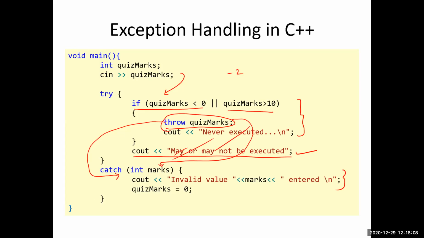Because if you have multiple variables, then of course maybe one of those is causing problems, the rest are fine. So within the catch block, what we always do, we give a meaningful error message to the user. For example, here we are saying invalid value -2 entered, so that the user knows where the problem is. And another thing we are doing, in order to avoid the program crashing, we are setting quiz marks to a default value, right?